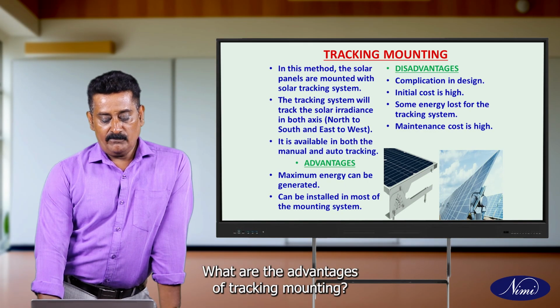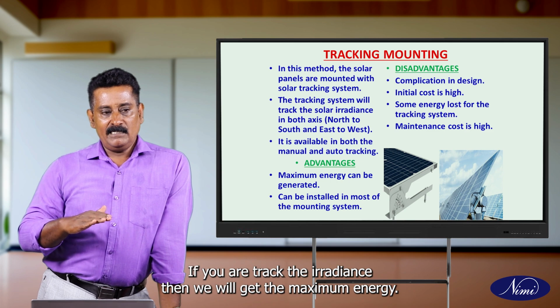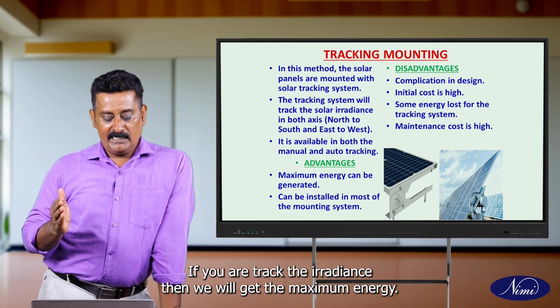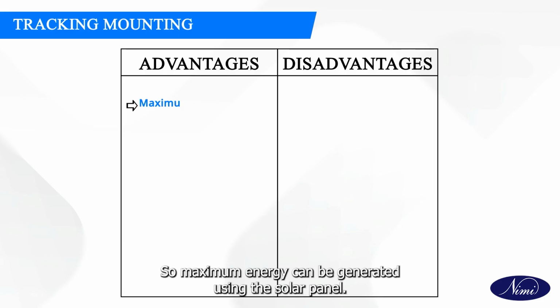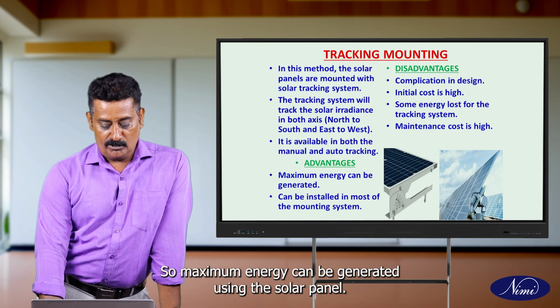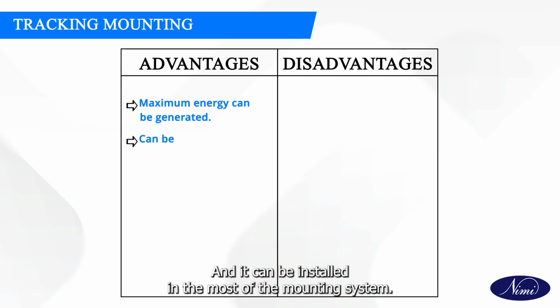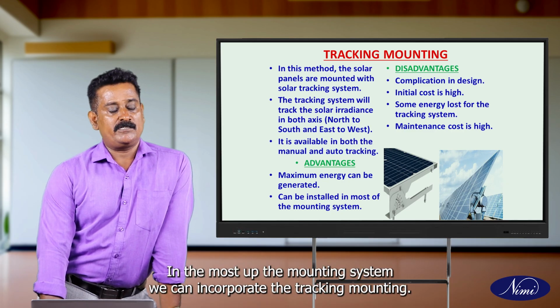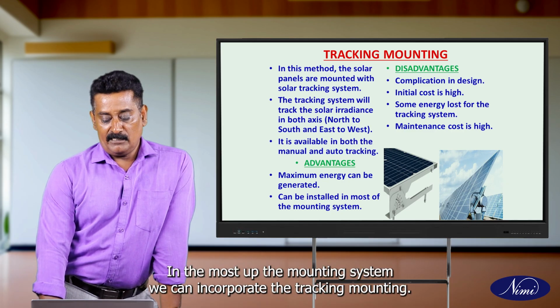What are the advantages of tracking mounting? If you track the irradiance, then we will get the maximum energy. So, maximum energy can be generated using the solar panel, and it can be installed in most of the mounting systems. In most of the mounting systems, we can incorporate the tracking mounting.